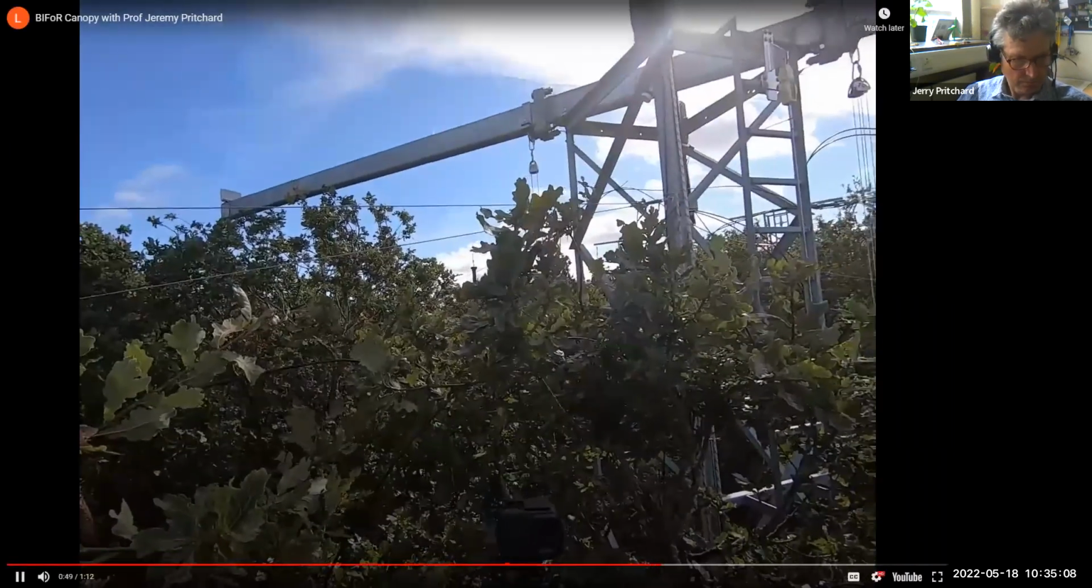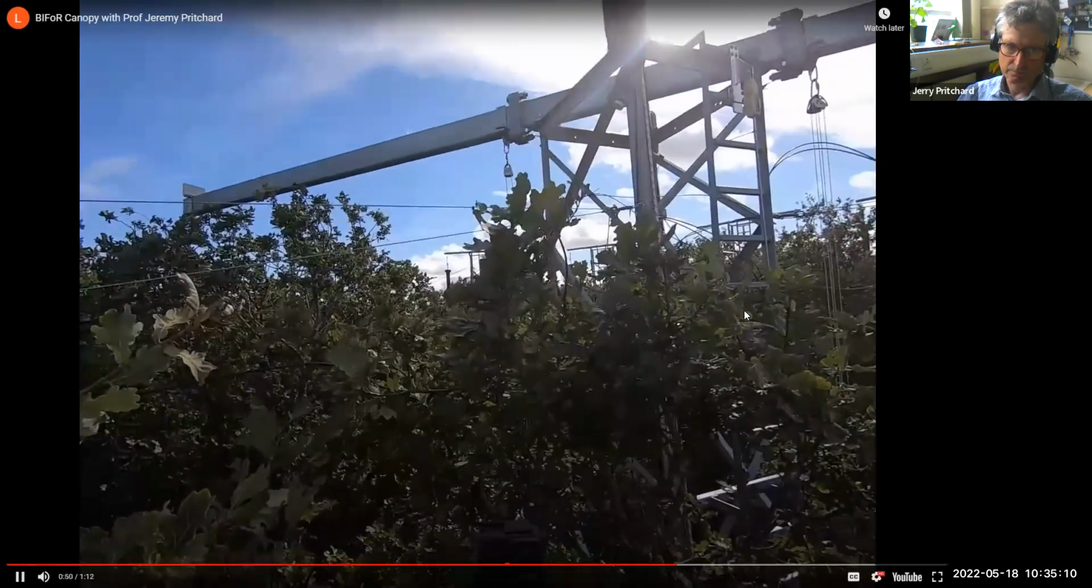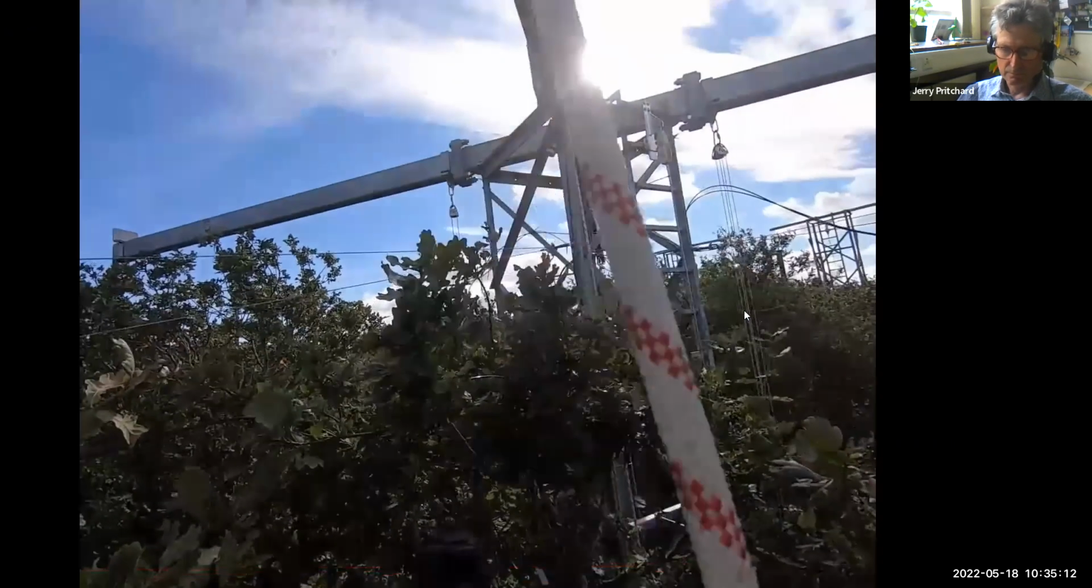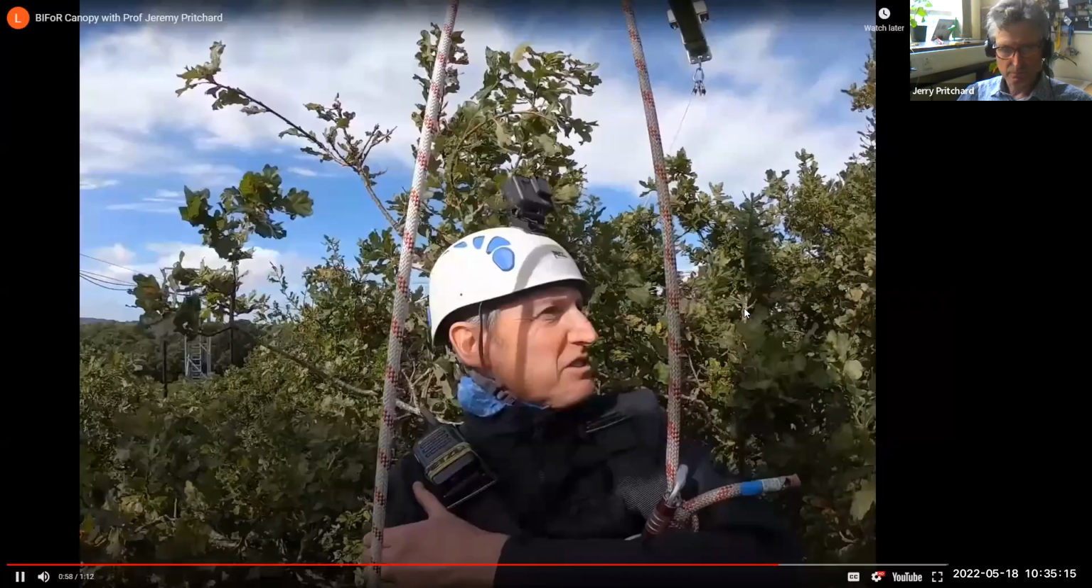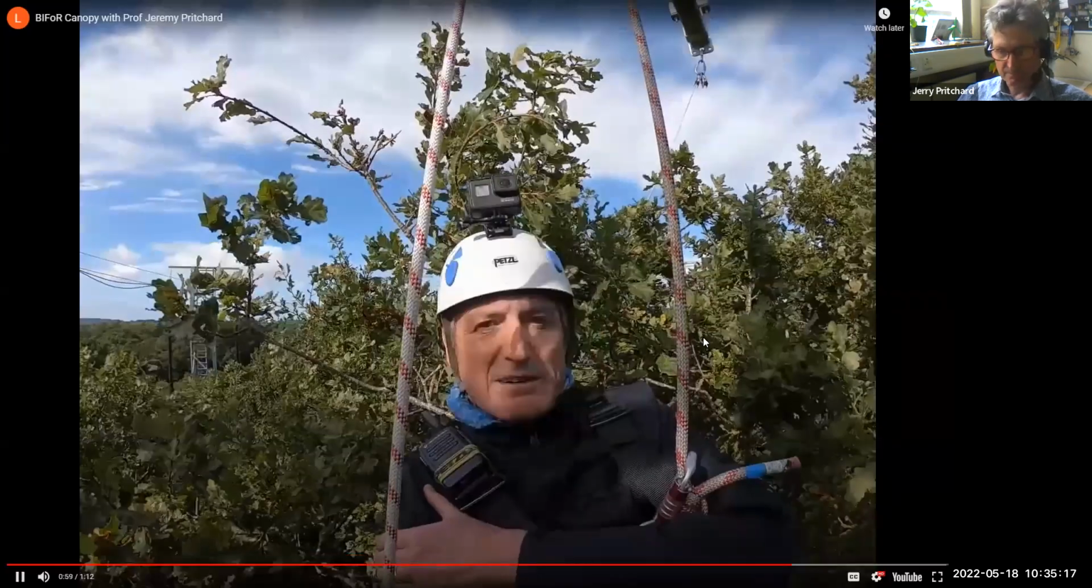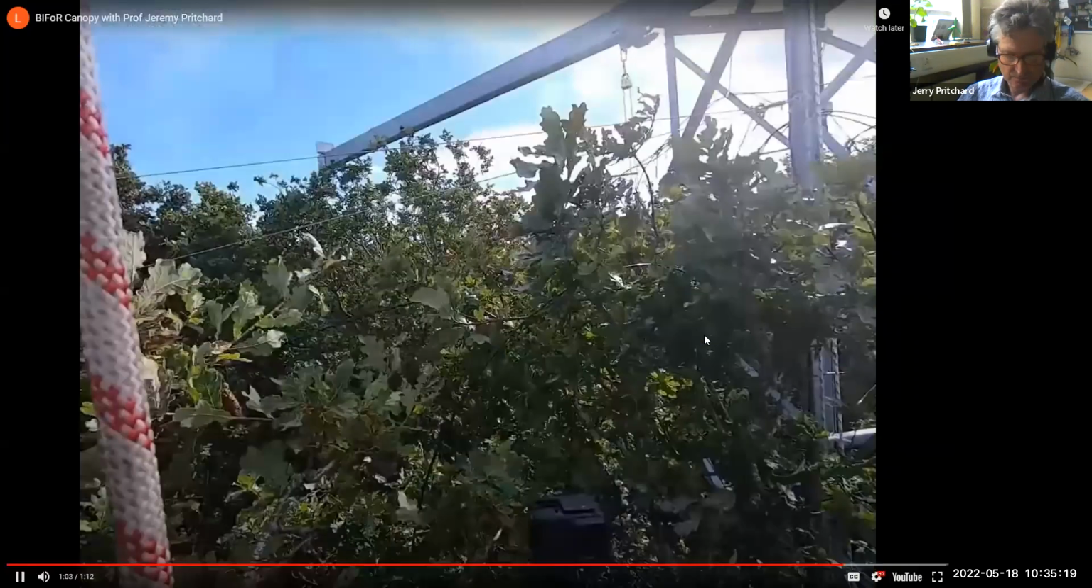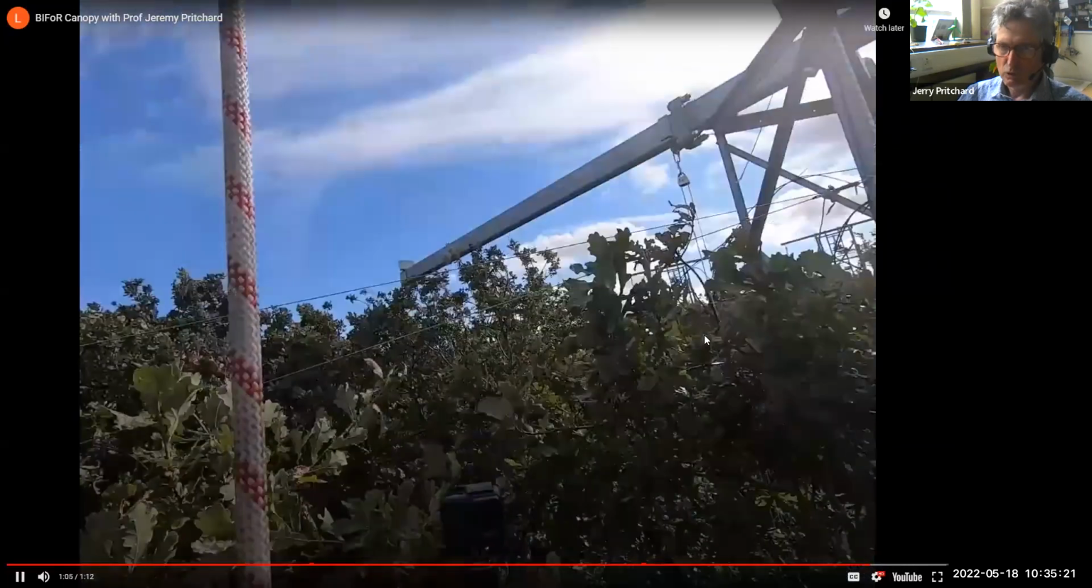So fantastic to be up here. This is a unique experience to be right at the top of the canopy. Hardly ever visited, hardly ever researched, but this is where the action is. This is where the impact of climate change will really happen for these trees.